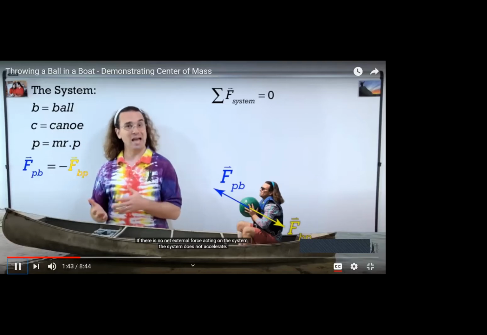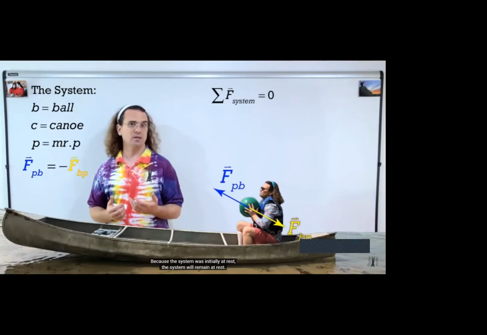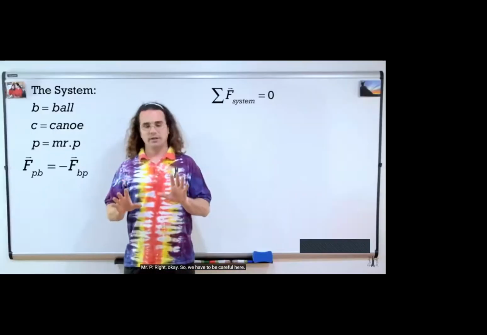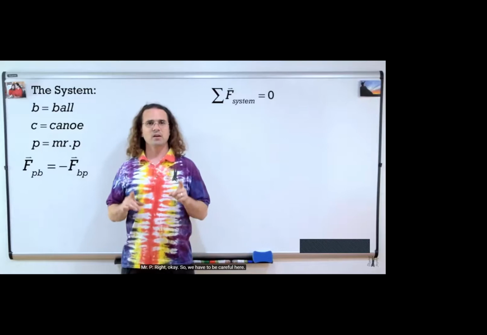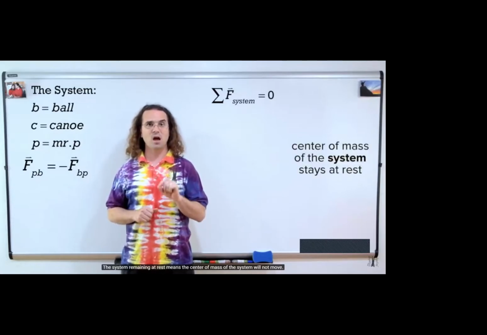If there is no net external force acting on the system, the system does not accelerate. Because the system was initially at rest, the system will remain at rest. But then why does anything move? Right, okay, so we have to be careful here. The system remaining at rest means the center of mass of the system will not move.